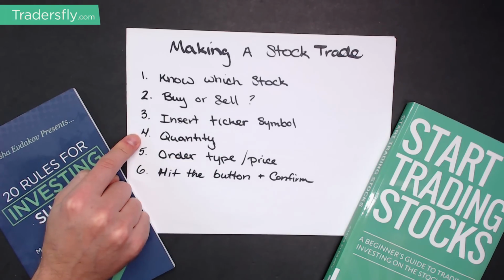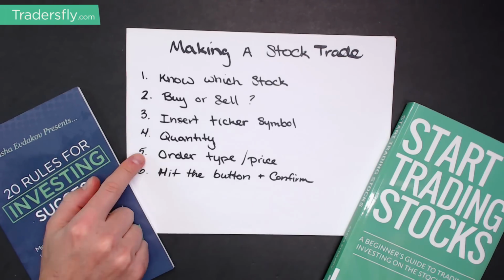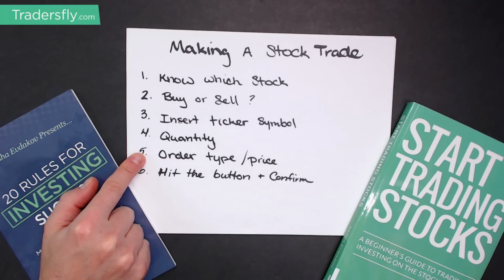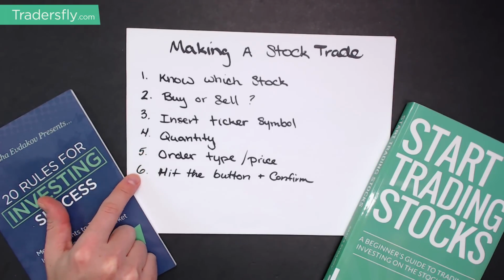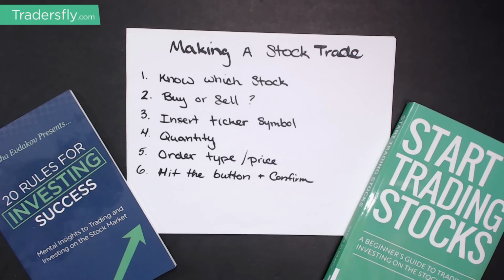You need to know the quantity of shares you're going to be purchasing, because they trade on a per share basis or a per share price. Then fill in the order type and your price if you're doing a limit order, and then hit the button and confirm. So let's go through all these steps so you can see exactly step by step what you're doing in order to buy some shares of stock.